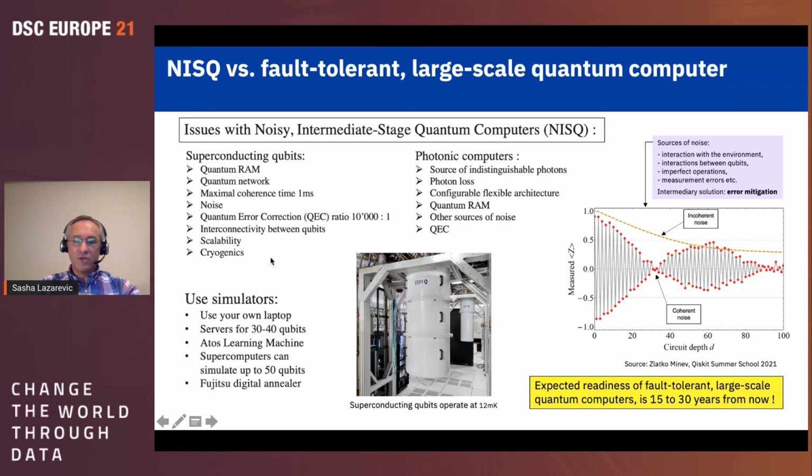So what do we do then? Well, in the meanwhile, we can use simulators. You can install one of those quantum coding frameworks on your laptop. You can simulate up to 20 qubits. It will work. There you don't have any noise, and you can use it to learn. You can use it to prototype, to work on some small scale problems.